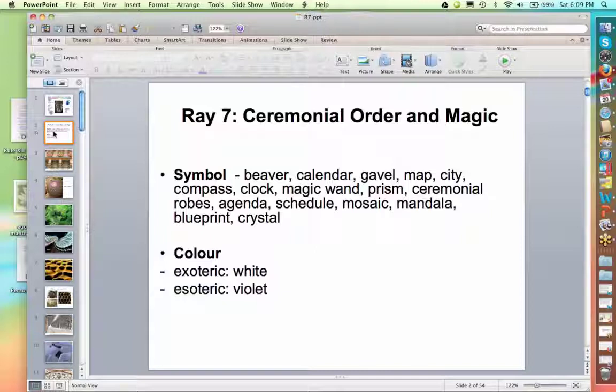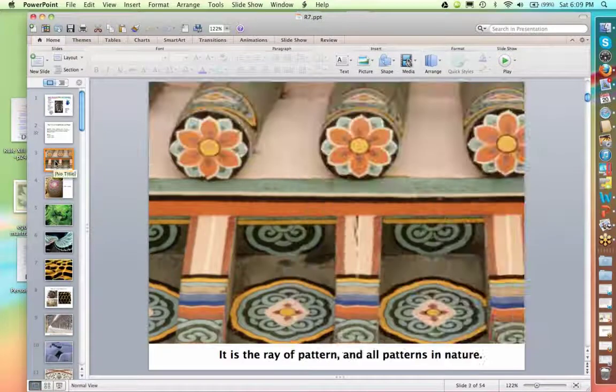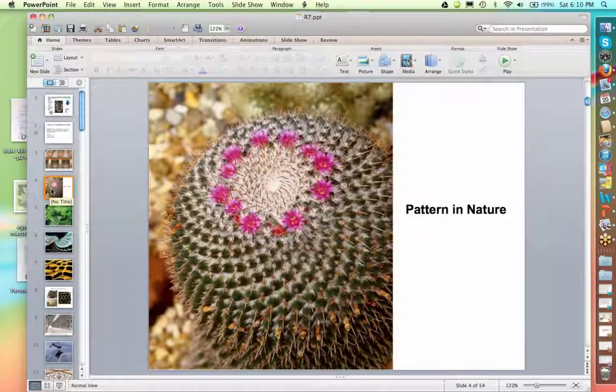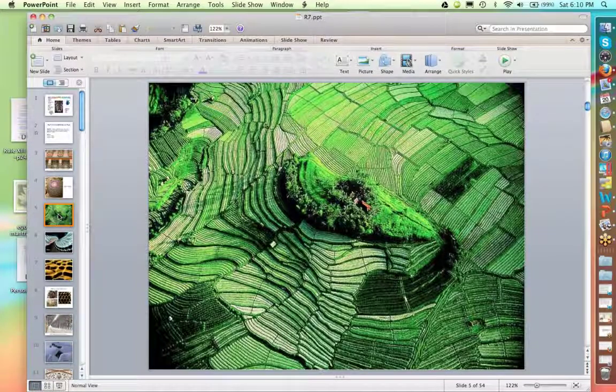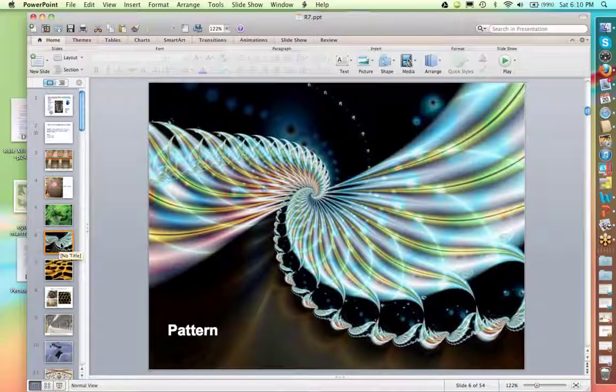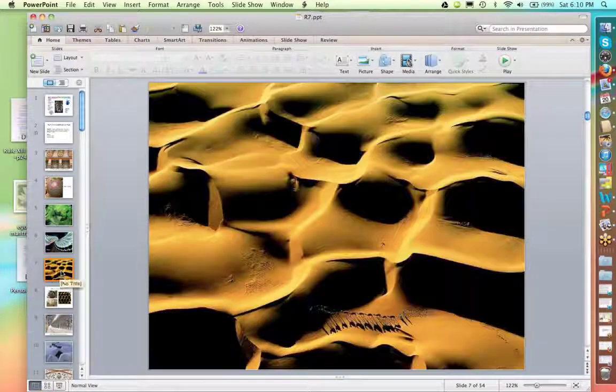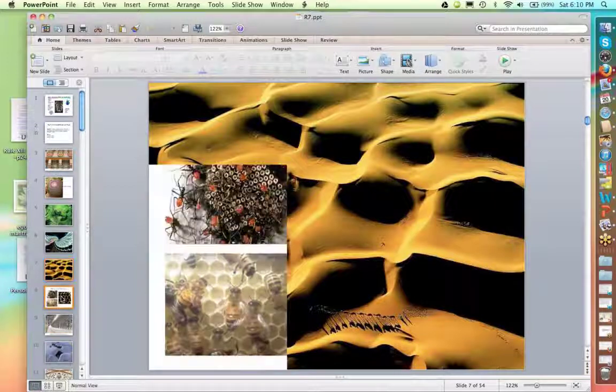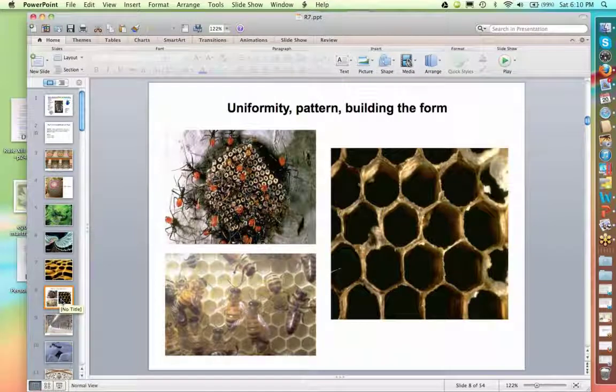Also, many people use the violet color to create an environment to meditate in, whether it's a cloth, a pillow, a purple. They use purple and violet to bring the devas down into form. So it's the ray of pattern and all patterns in nature. Building the form.